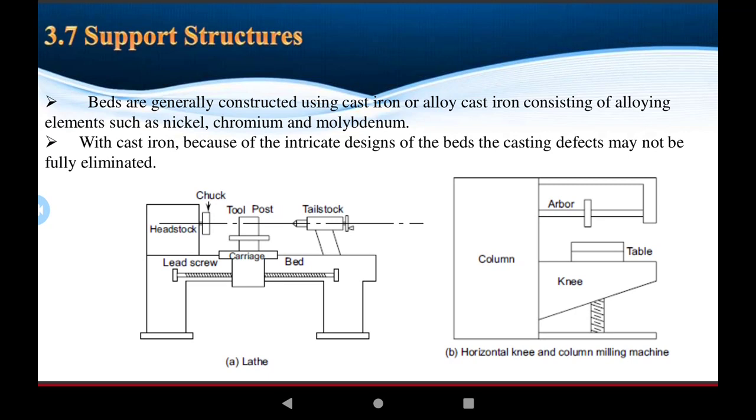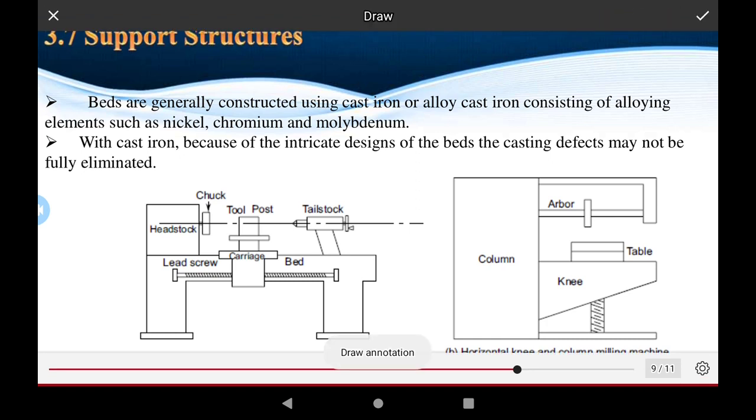With cast iron, because of the intricate design of the bed, the casting defects may not be fully eliminated. And this is a part of the machine. This is the bed, also made of cast iron and alloy cast iron.